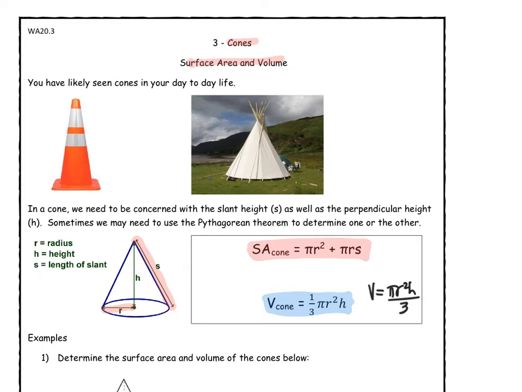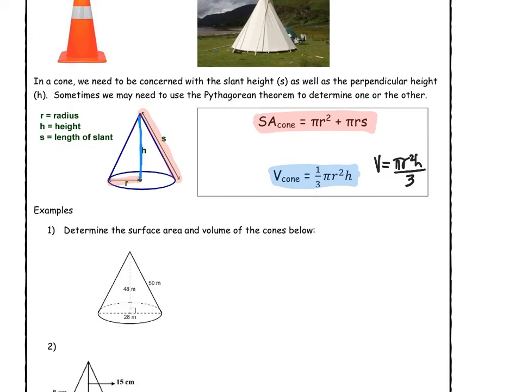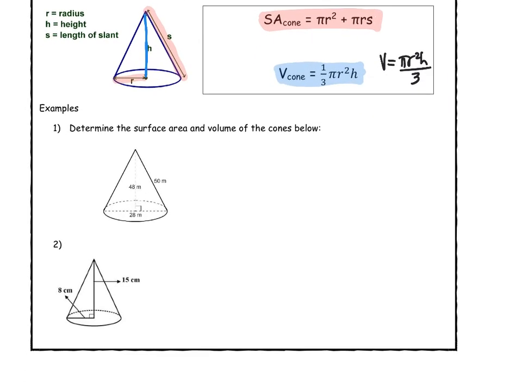Okay, so volume, we want to use the up and down height through the center. Surface area, we want the slant height. So what's going to happen here is we sometimes end up having to use the Pythagorean theorem to calculate one side or the other if they're not given to us.